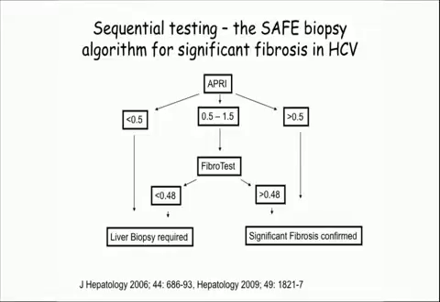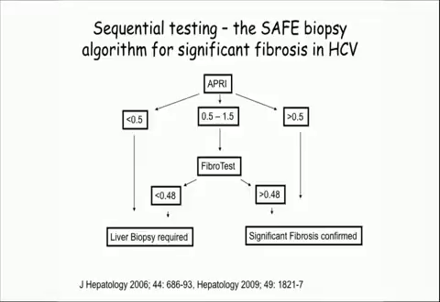What about trying to put tests together so that you can increase sensitivities and specificities? This is the sequential testing algorithm where you combine two different non-invasive tests in terms of concordance or discordance. If there's concordance between tests, then you confirm fibrosis or significant fibrosis. If there is discordance, then perhaps those are the patients that you might want to think about a liver biopsy.